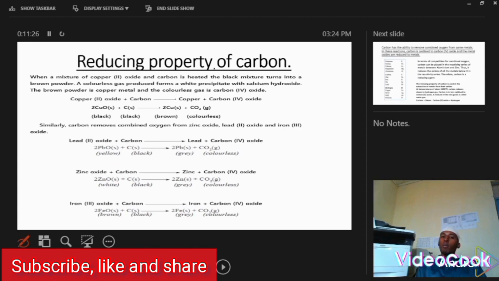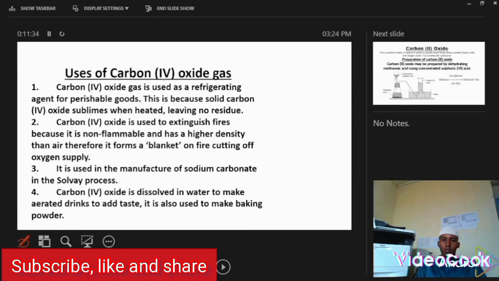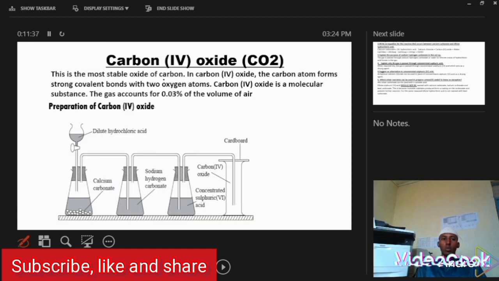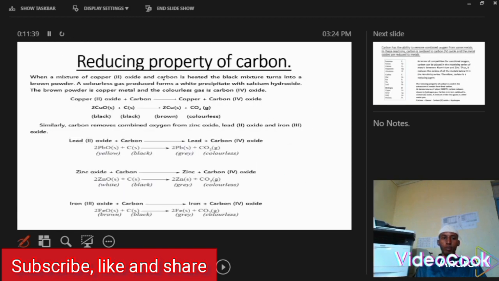Next, we go to the reducing property of carbon. Let me go back to the slide. Let me repeat once more. Reducing property of carbon. When a mixture of copper oxide and carbon is heated, the black mixture turns into brown powder. A colorless gas is produced which forms a white precipitate with lime water.